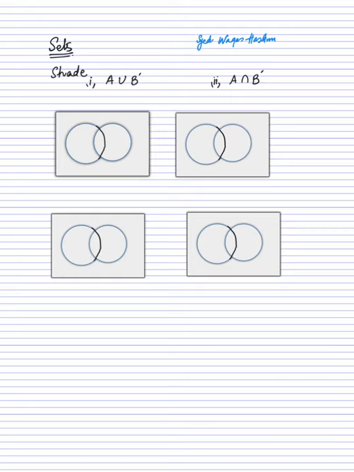Alright, so in this video we are going to learn how to do the shading in the topic sets. These are the two events example in which we have two circles and we need to shade (A union B) complement and (A intersection B) complement. If you observe the two questions, they are almost the same except that in the first part we have the sign of union and in the next part we have the sign of intersection.